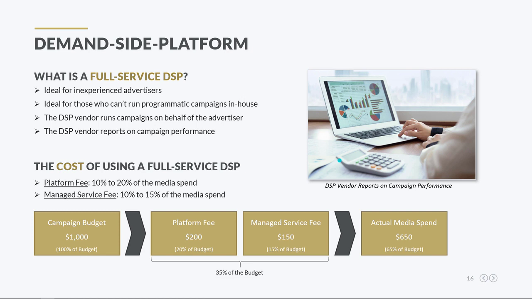Let's assume that an advertiser has agreed with a DSP vendor to pay a platform fee that is 20% of the media spend, and a managed service fee that is 15% of the media spend. Suppose the advertiser wants to run a programmatic campaign with a total budget of $1,000. In that case, the platform fee would be $200, and the managed service fee will be $150. So, the remaining $650 will be used for media buying. Note that the monthly campaign performance report will show that the total spent was $1,000, not $650. Because of this situation, all the cost metrics will be inclusive of the platform fee and the managed service fee.